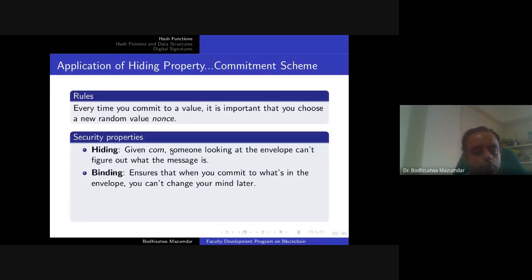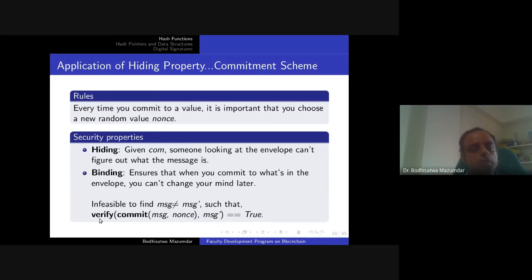This should not happen. So this is called the binding property. Once you have committed a message in an envelope, for a different message this verify should not return you a true. You should not be able to find two different messages for which the verify gives you a true output.